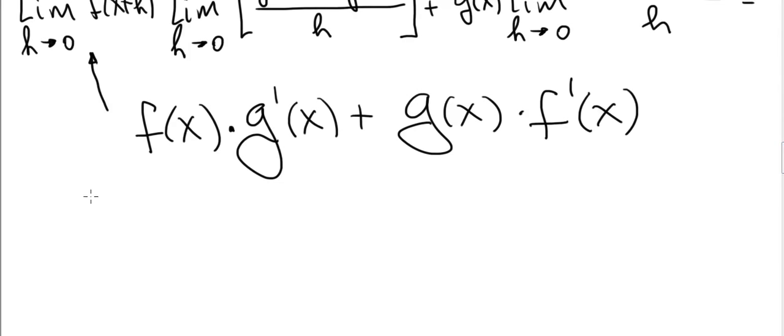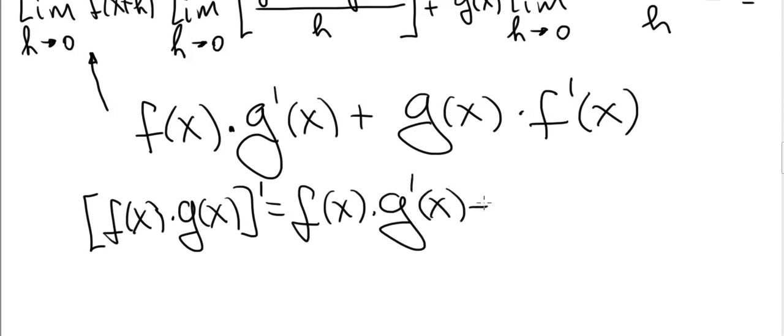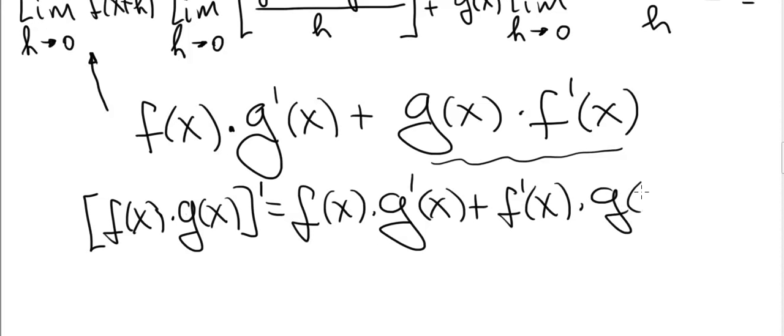So we just showed that the derivative of a product of two functions, f of x times g of x, prime, is f of x times g prime of x, plus, we can reverse these or keep them the same, f prime of x times g of x. And that's the product rule. Very important, so make sure you know how to derive it, and then you'll be using it many, many times in your calculus careers.